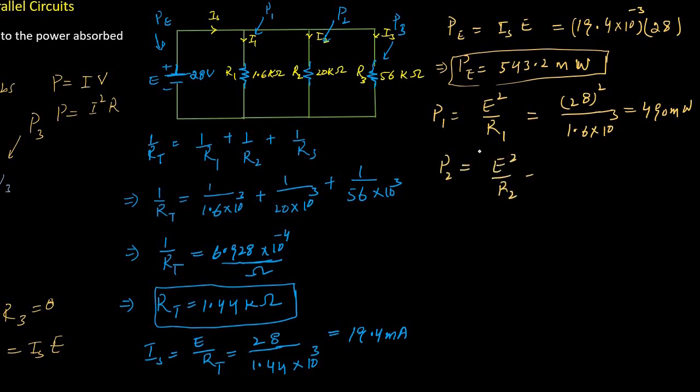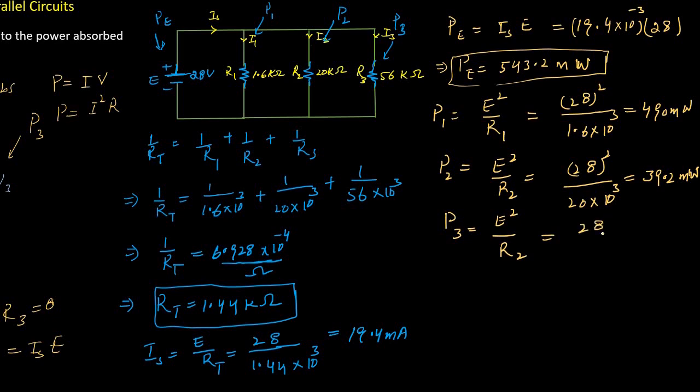Now the power absorbed by the second component, let's say P2, equals E squared divided by R2. So E is 28 volts, squared, divided by the resistance of this second resistor, which is 20 kilo ohms. So the resulting power absorbed by this second component is 39.2 milliwatt. Now the power absorbed by the third component, let's say P3, equals E squared divided by R3. So E is 28 volts, squared, divided by the resistance of this third resistor, which is 56 kilo ohms. So the resulting power absorbed by this third component is 14 milliwatt.